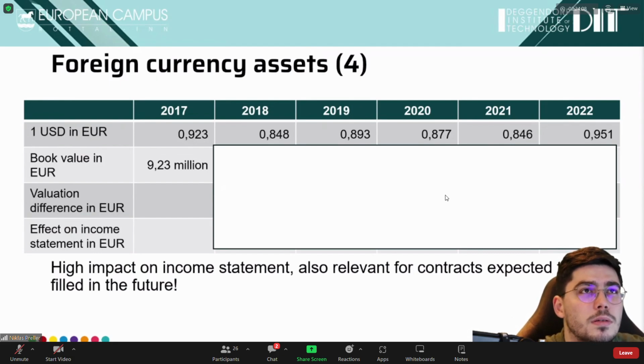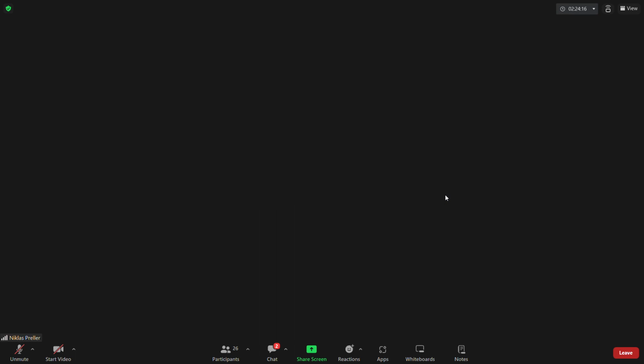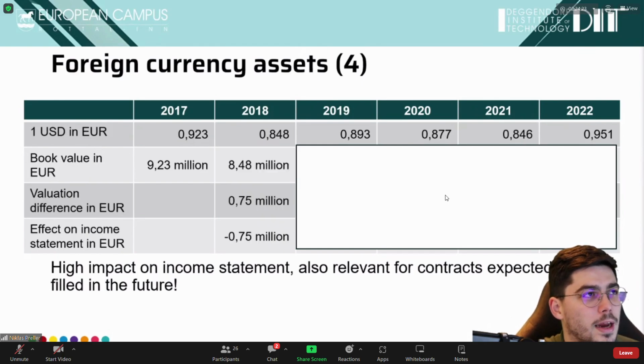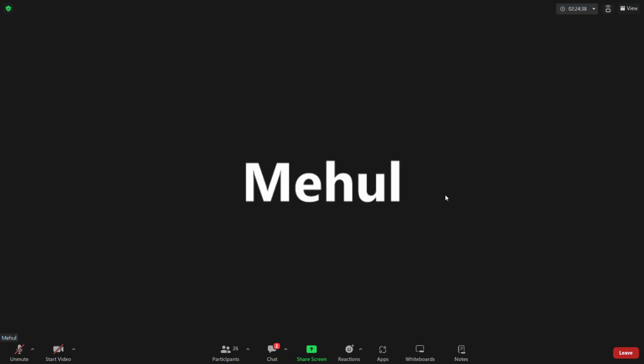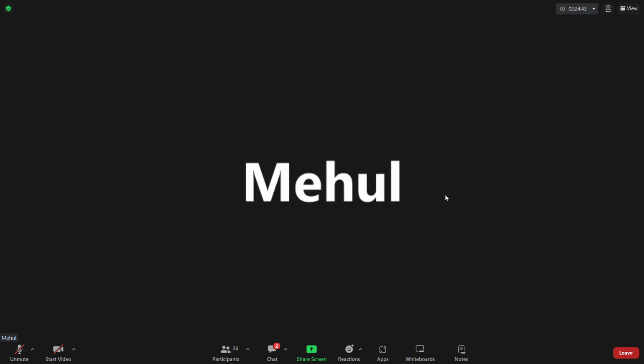No. Do we take the difference always with 2017 in the upcoming years, or do we just take it to the previous year? To the previous year, because we have to revaluate each year. So we have in this year 8.48 million. And then we have the valuation difference to the previous year, 750,000, which takes an effect on the income statement as it's a loss of 0.75 million euros. So now in 2019, it should be compared to 2018.